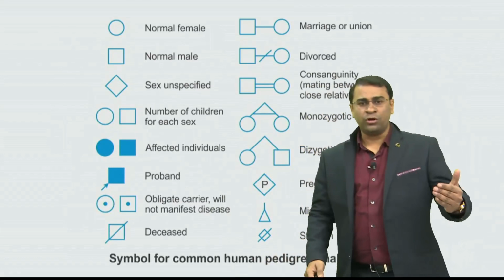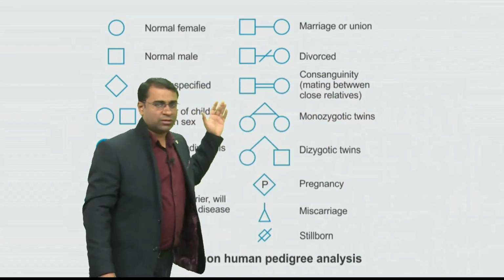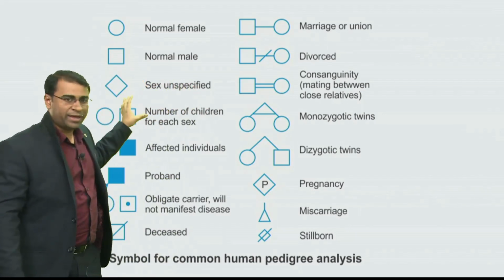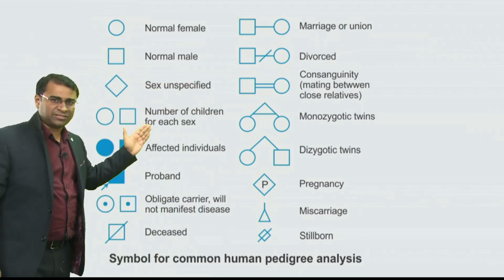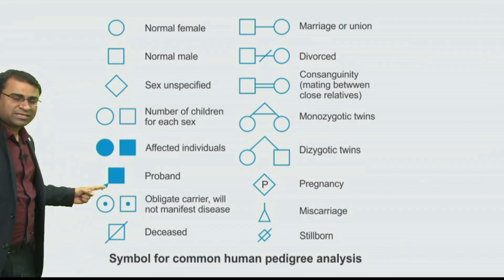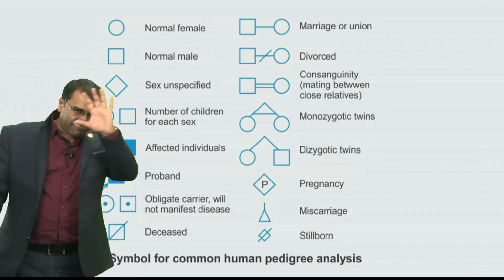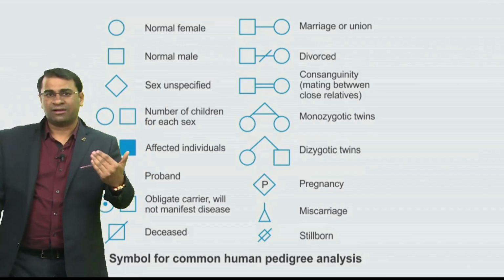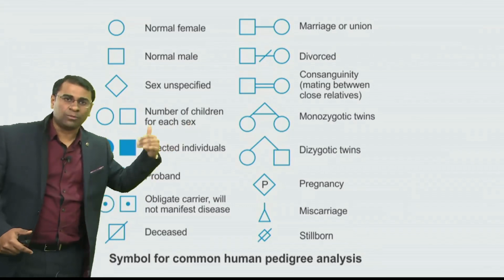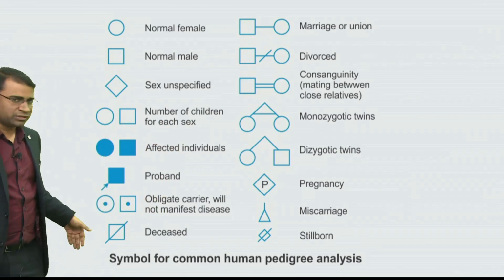Some symbols you all know: a circle is a female, a square is a normal male, and a rotated square is unspecified sex. There are children as mentioned like this. When there is a colored box, it is usually diseased, and this is a proband. Proband is that child because of whom the entire family comes into clinical existence. So this is how you detect that he is diseased and there is some problem going on in the family. It's called the proband. Now, there are obligate carriers, who are not diseased but are marked by a cross sign.